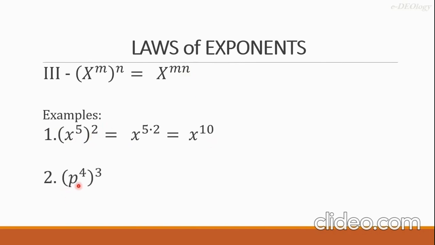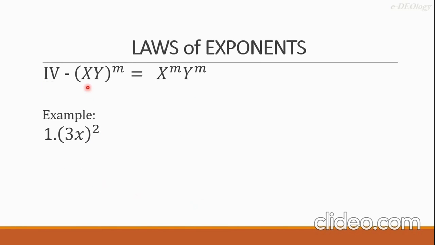Another example, p raised to 4. Again, this quantity is raised to power 3. So p raised to the product of 4 and 3. Final answer is p raised to 12.